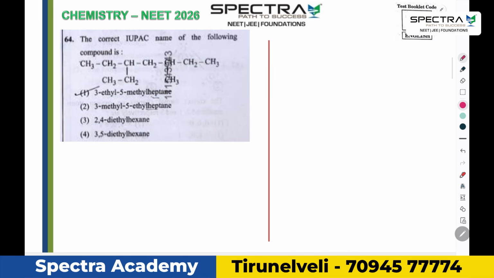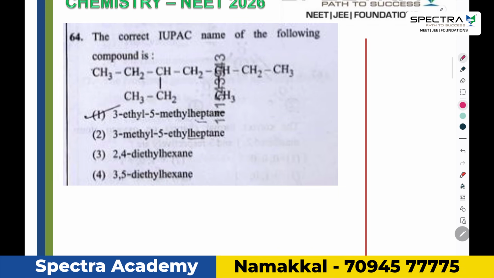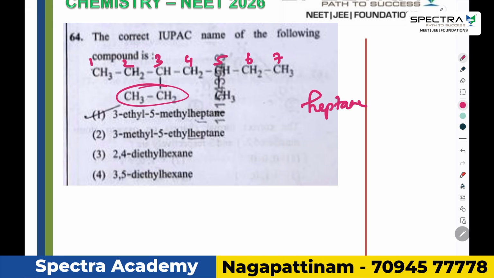Question number 64. IUPAC name for this compound. So if we give numbering from here, the third carbon has a methyl. If we give numbering from here, the third carbon has an ethyl. So in alphabetical order, this is the correct way of numbering. So it is a heptane, which contains 3 ethyl and 5 methyl.